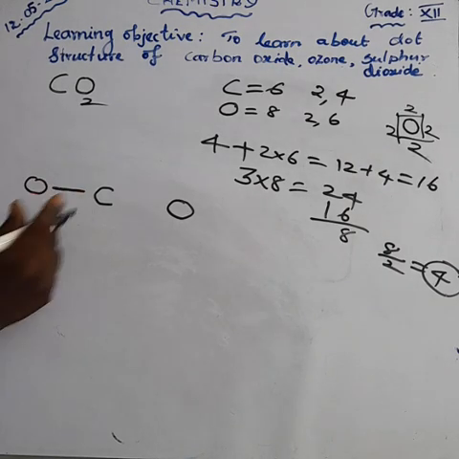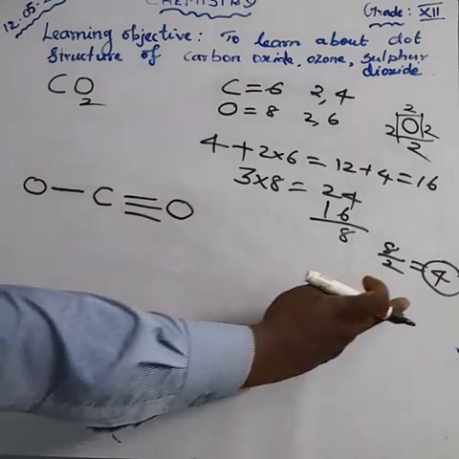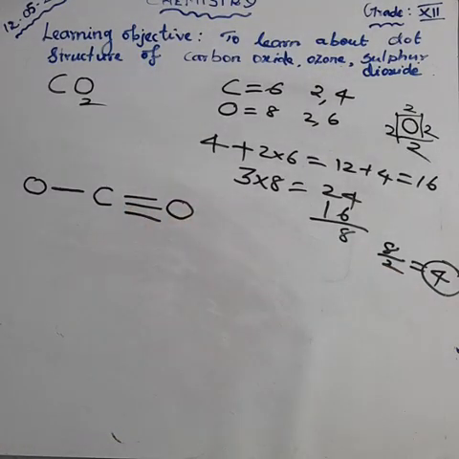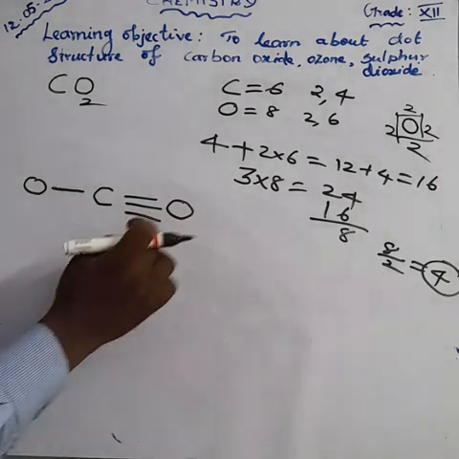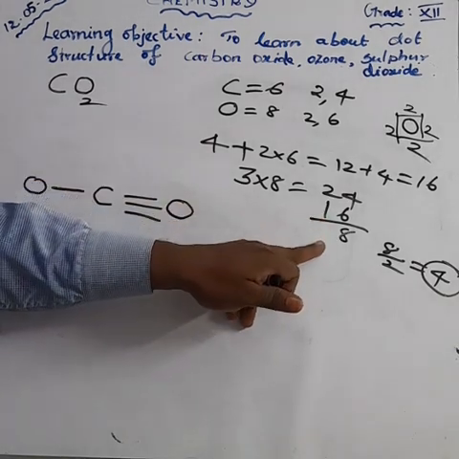Here, first I am filling the single bond. Then I am giving the triple bond, because here we have how many bonds? 4 bonds. 4 bonds means how many electrons are needed? 8 electrons. Don't forget that. 4 bonds means 8 electrons are needed. Okay, so out of 16 electrons, 8 electrons are over.